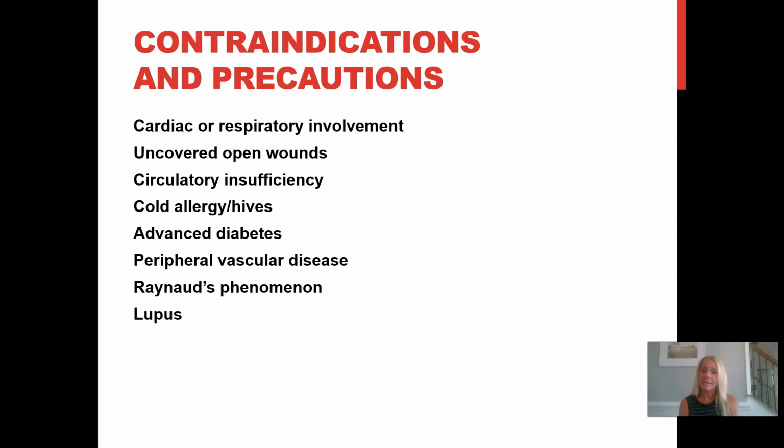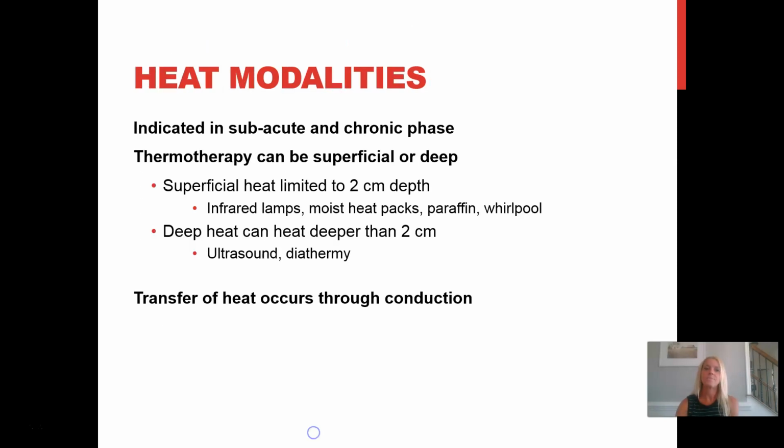If they have advanced diabetes, we're just primarily worried about sensation and having intact sensation. So we would want to be very careful with them. Peripheral vascular disease, same thing. That's more of a circulatory issue. Raynaud's phenomenon, that is where people get really cold hands and feet. Their hands and feet will turn like a bluish color, even when it's not that cold. And so they typically don't tolerate cold very well, as with lupus as well. So we'll typically stay away from cold with patients who have those known conditions.